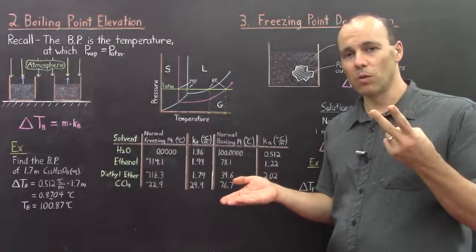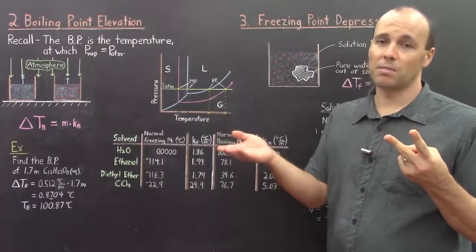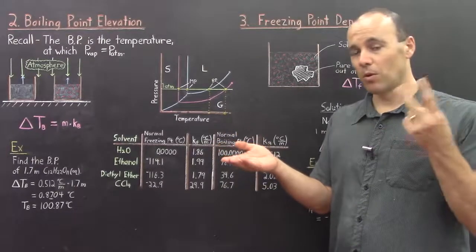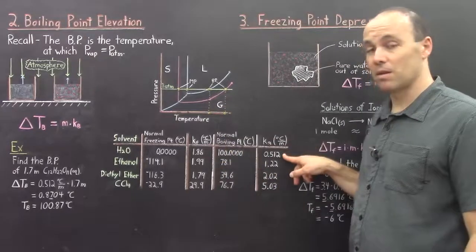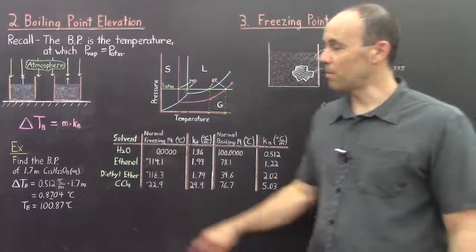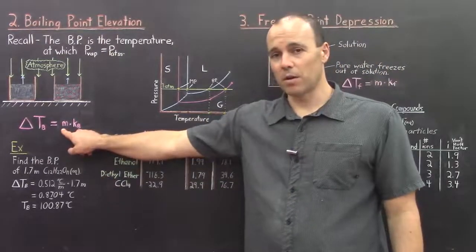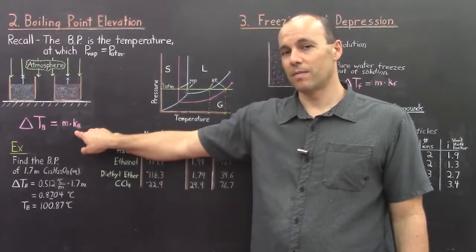And if there are 2 molality of particles, its boiling temperature increases by twice that much. 3 molality of particles, it increases by 3 times this much. It's this many degrees per molality. So you have to multiply the number of molality of particles times the boiling point elevation constant.